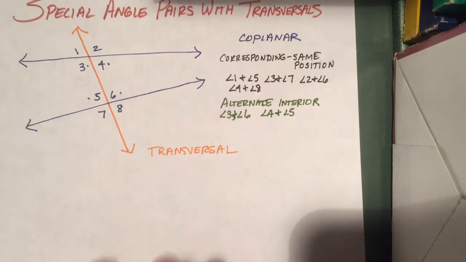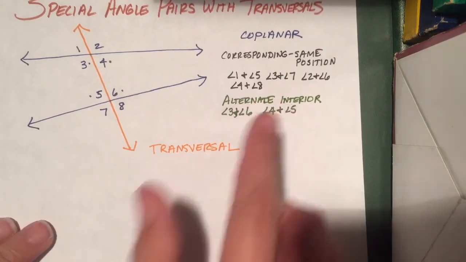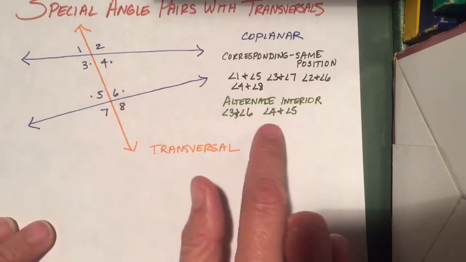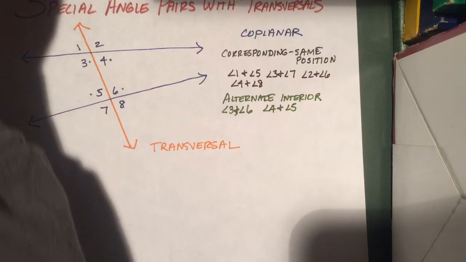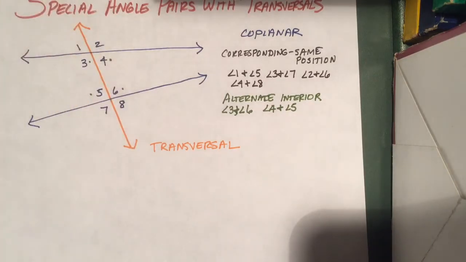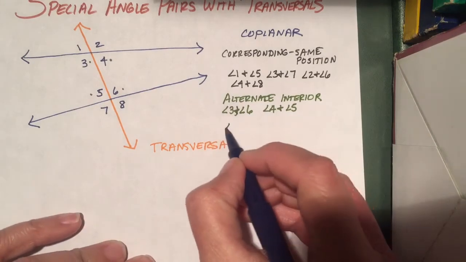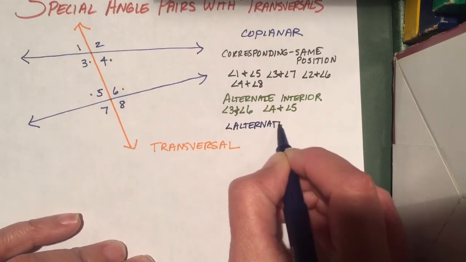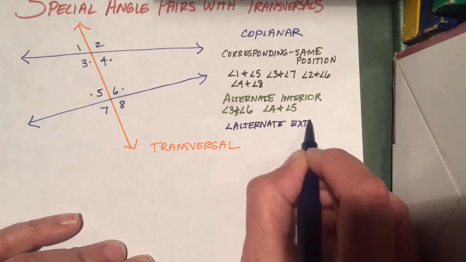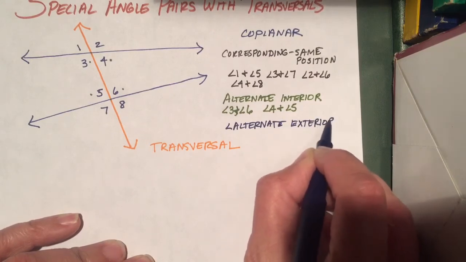And pay attention to the vocabulary. That will help you. Interior indicates inside, and alternate indicates they're in alternate positions. They're kind of opposite of each other. Okay, so let's look at our next pair, which is our alternate exterior angles. And this is going to apply the same principle as the alternate interior angles.